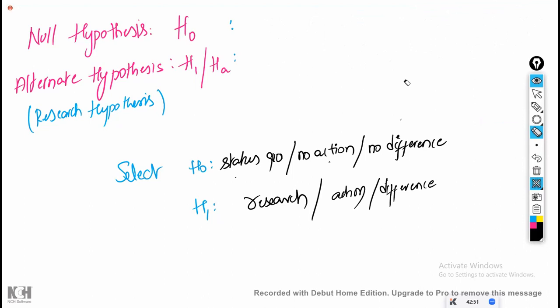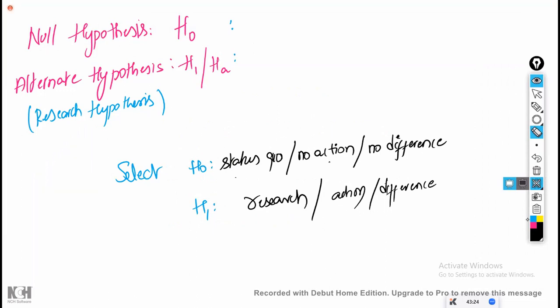Okay, null and alternate hypothesis. Null hypothesis says that there is no difference or no action required. Alternate hypothesis says that there is a difference and action is required. Let us see 4 to 5 examples or 10 examples, whatever it is. Based on the multiple examples, you'll understand the concept very clearly. Okay, let's start.